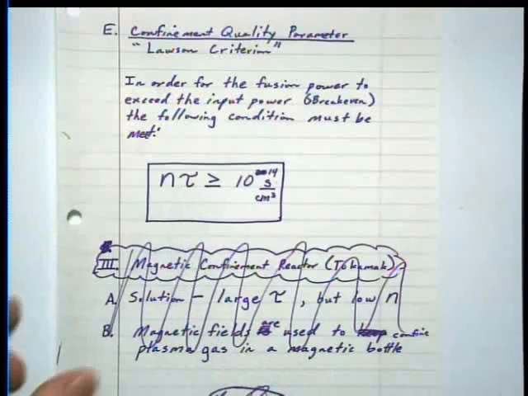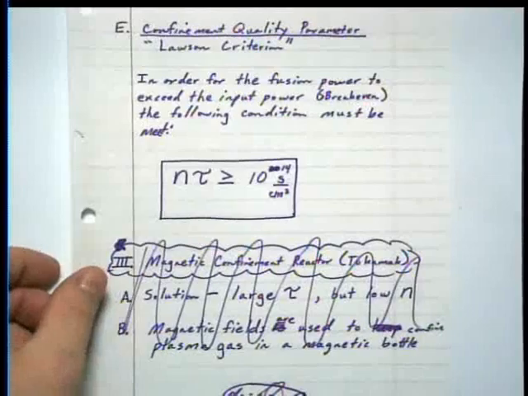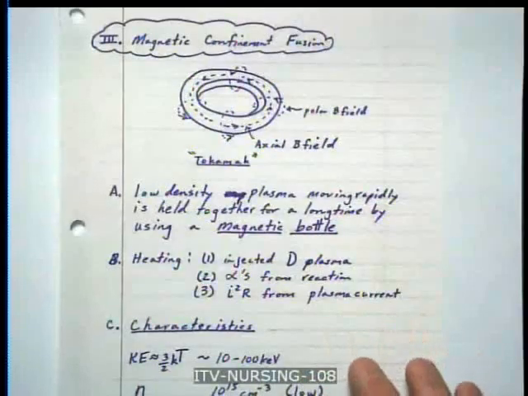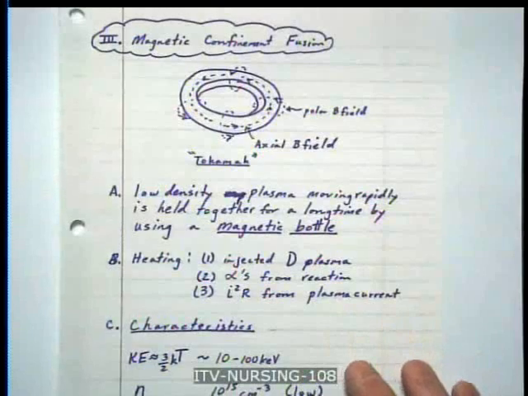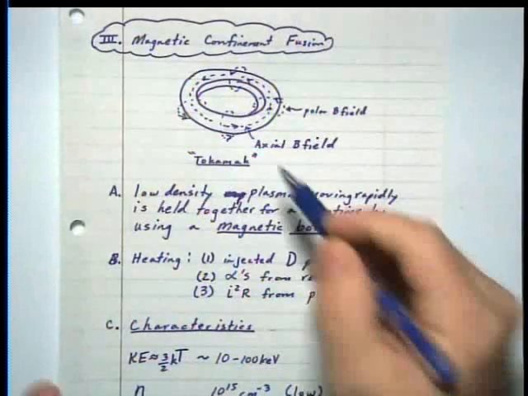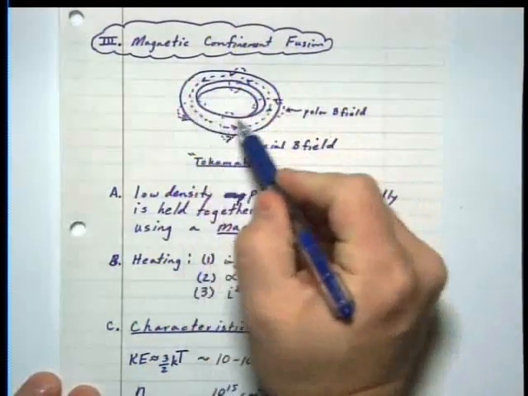But that's what we're trying to do. We know exactly what we've got to make. We just have to be able to do it. Here's a tokamak. So in a tokamak, you have two fields. One field goes around the circle of the donut, if you will.